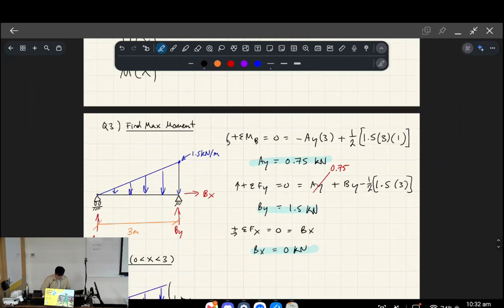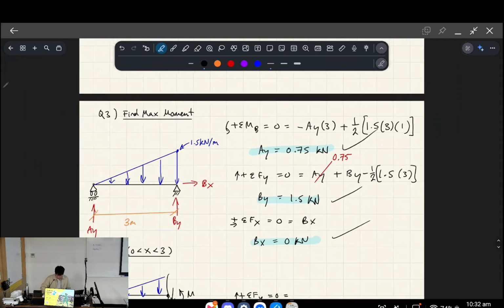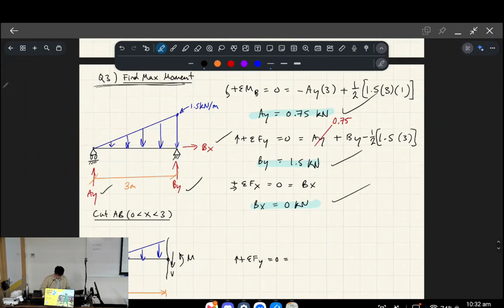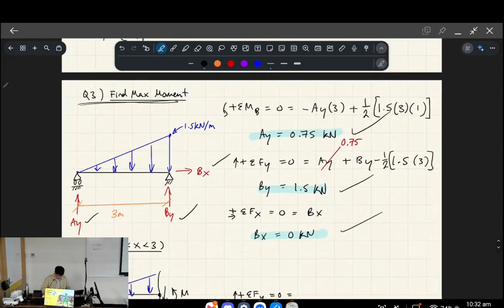Okay, so the first thing is that I've worked out the support reactions already. You've seen this enough times, so just assume for now we know what BY, AY, and BX are, okay? And we're interested for this question to find the maximum moment, okay? So what do we actually do?